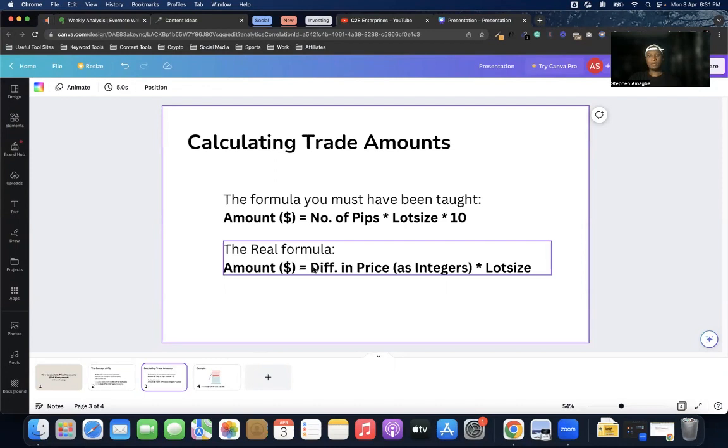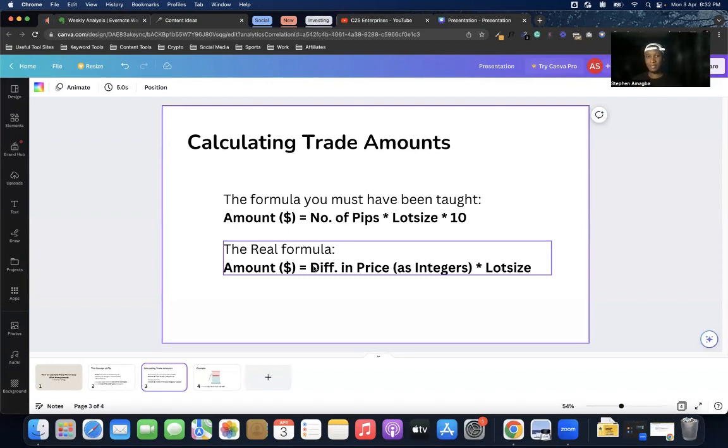Now let's talk about calculating trade amounts. I know you must be aware of the general formula. When you come into the forex space, you are taught the general formula, which is amount, in dollars or whatever currency, equals the number of pips times the lot size times 10. This is not actually the most accurate formula if you want to get the exact amount.